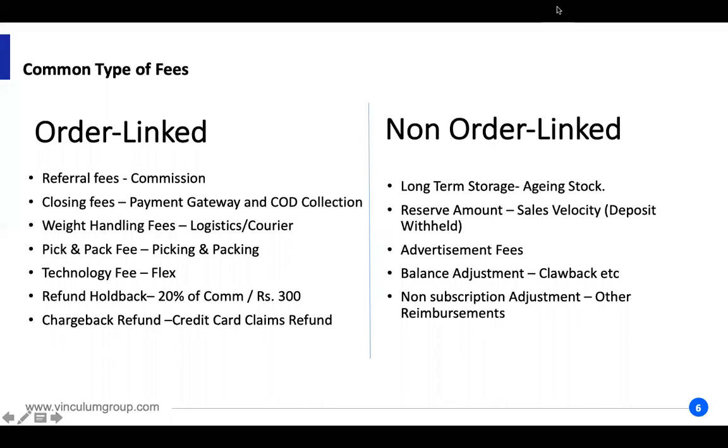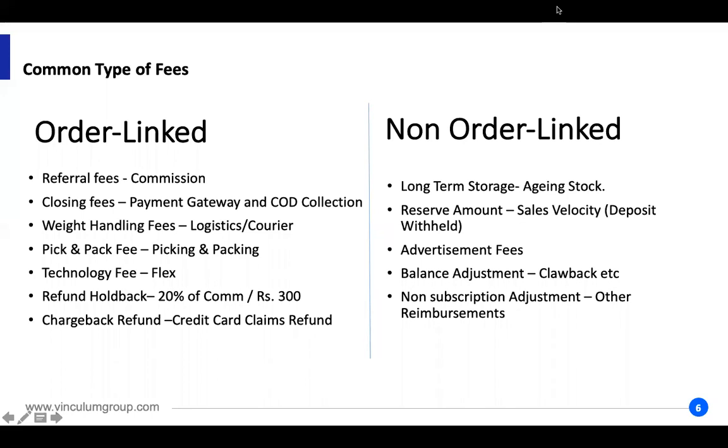Second is the closing fees. Although all of us who have been sellers on Amazon have been paying closing fees to Amazon, very few of us know what it actually means. Closing fees means the charges that are levied for using the payment gateway. In case of a cash on delivery collection scenario, there are charges which the courier company bears while doing all these activities. So for a seller, it is levied in terms of a closing fee.